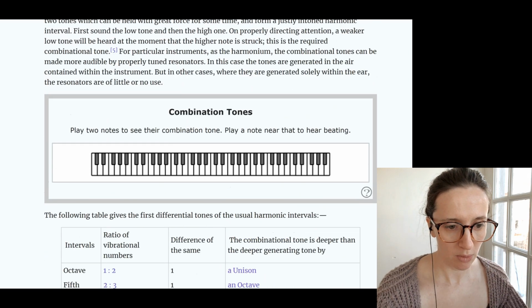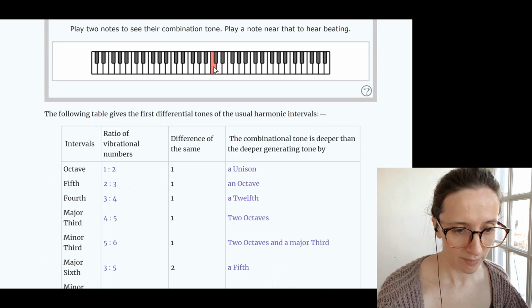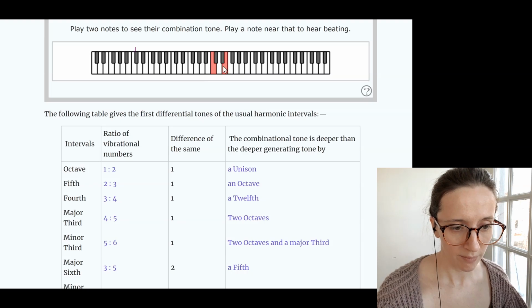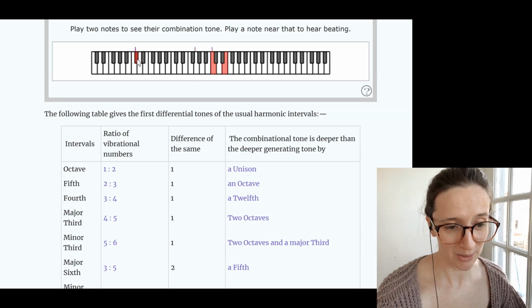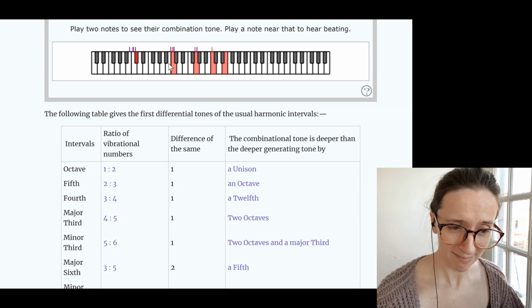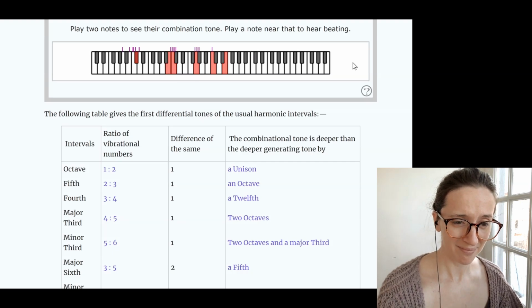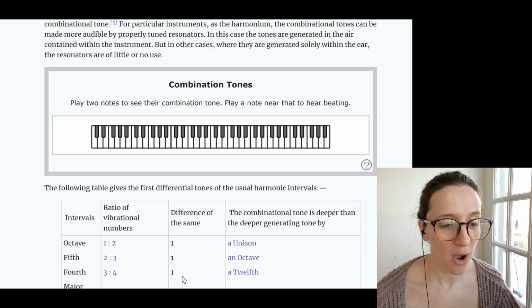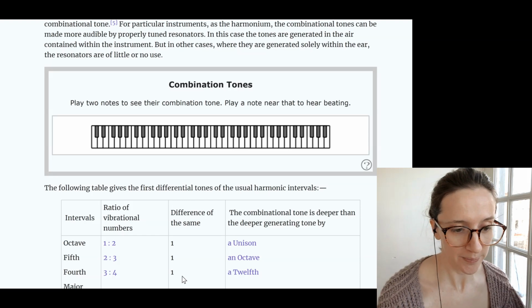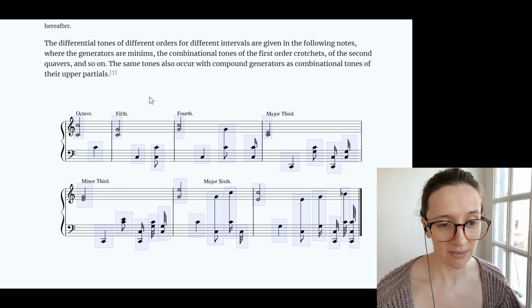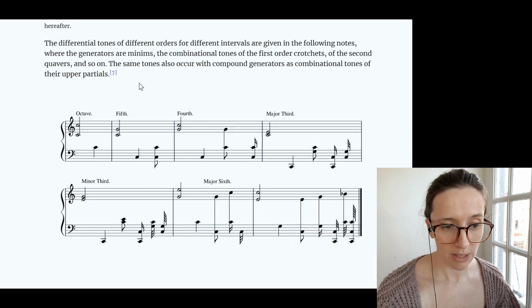Let's go back up to our app here. When I play the combinational tone, I get more combinational tones. He's called these the combinational tones of the second order. Here we have the differential tones of different orders for different intervals. The generators are minims. Combinational tones of the first order, crotchets.